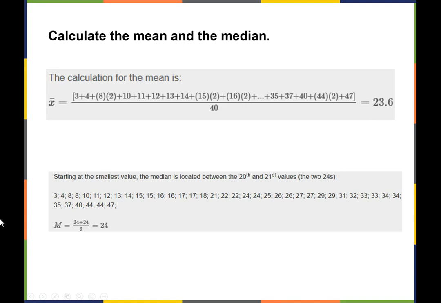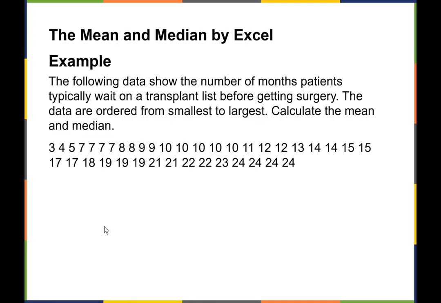23.6, hopefully. And for the median, it's going to be located at the 20th and 21st values. Both of those are halfway through the list. I have a list of 40, so it's going to be between the 20th and 21st. Average the 20th and 21st values. Well, they're both 24. The average better be 24, so that's our median value.